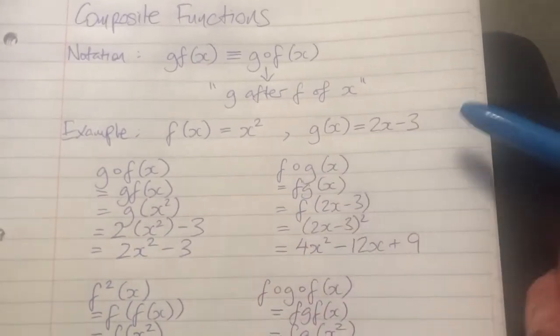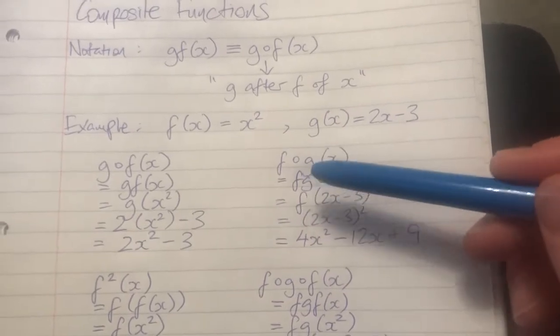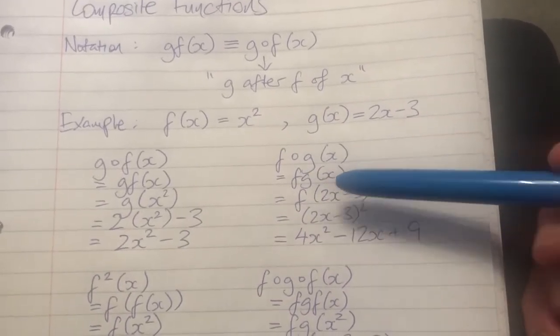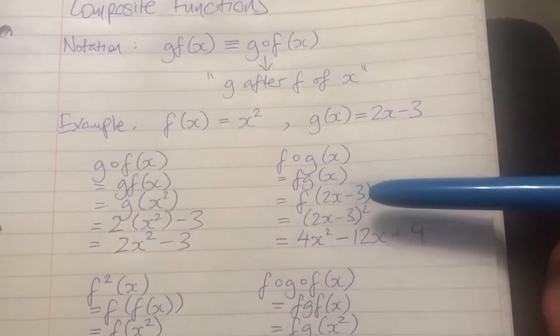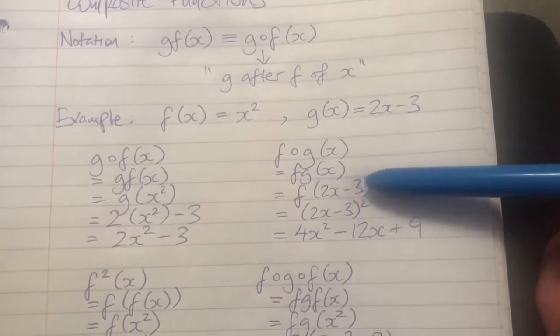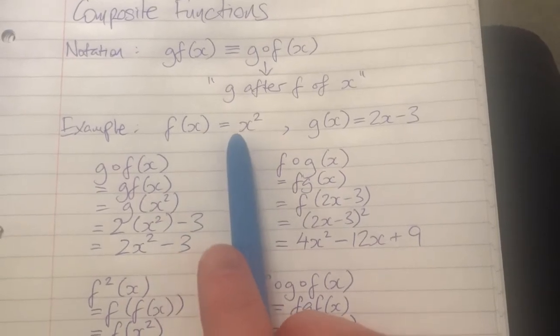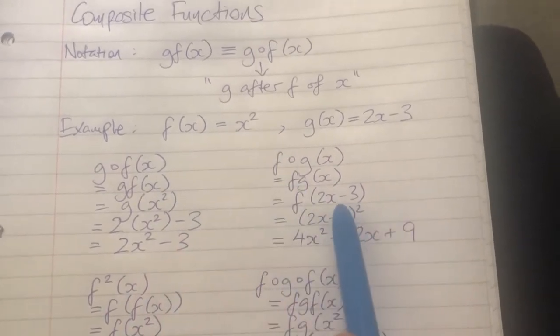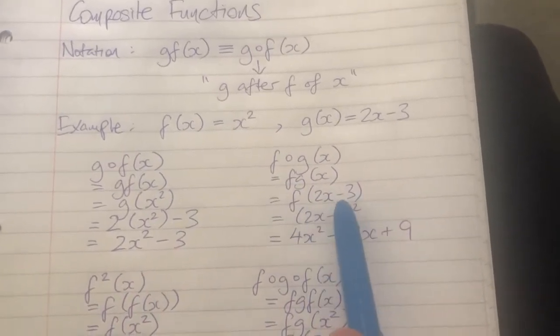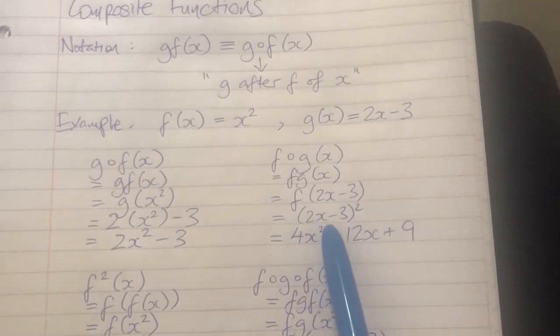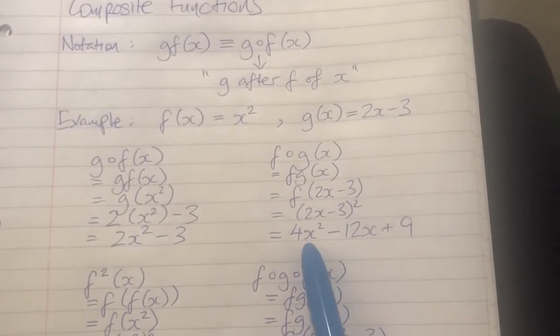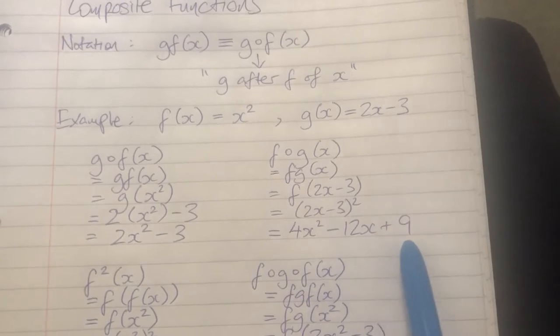Now let's see if it's the same for f after g of x. So f after g of x, we see that would be the f applied to the output of the g function, which is 2x minus 3. The f function is a function where you square your input. So if the input is 2x minus 3, f of 2x minus 3 will be 2x minus 3 all squared, giving us a final answer of 4x squared minus 12x plus 9.